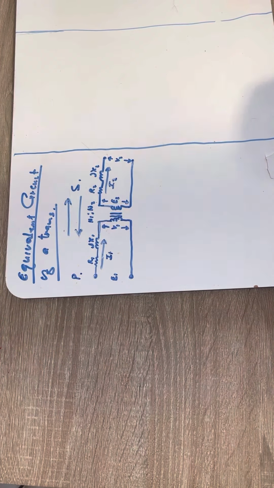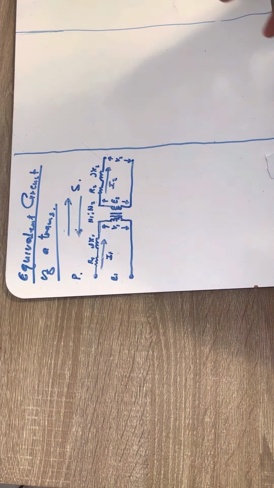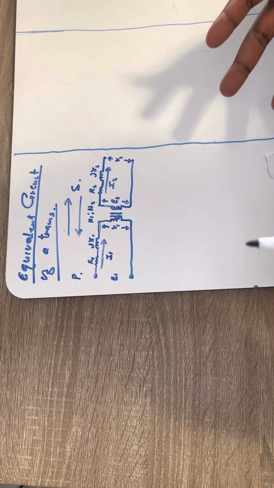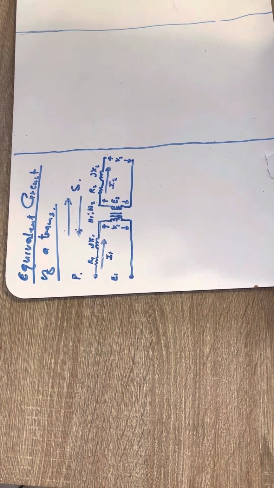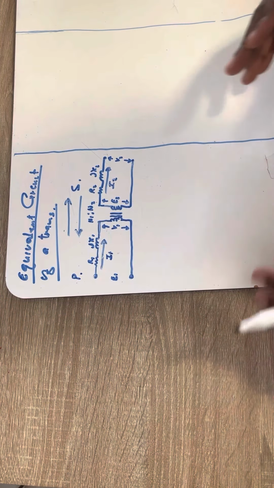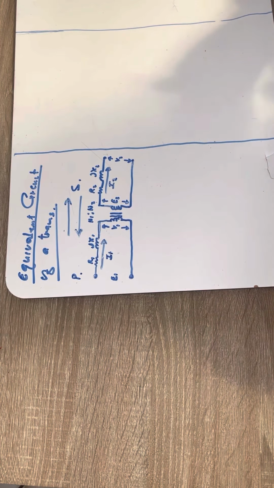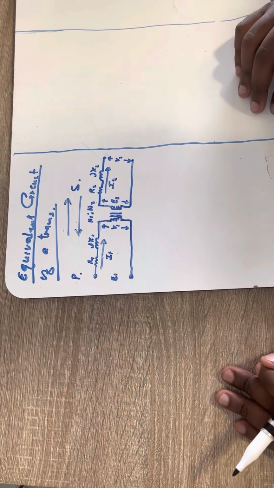Hello guys, previously we discussed referring the voltage and current to the secondary, as well as the voltage and current referred to the primary. So we derived some formulas, but now in this video we will be referring the reactance and the resistance from the primary to the secondary and from the secondary to the primary.